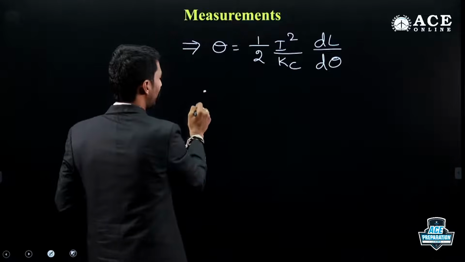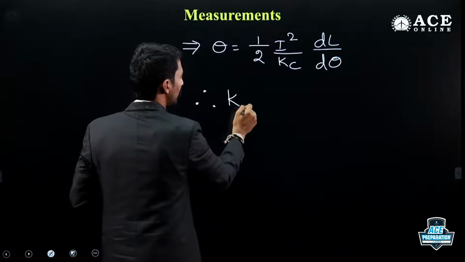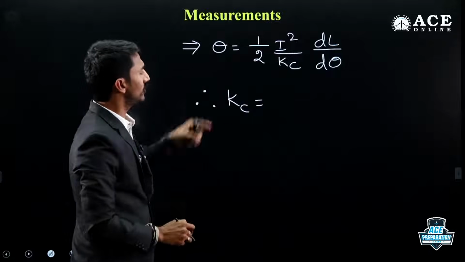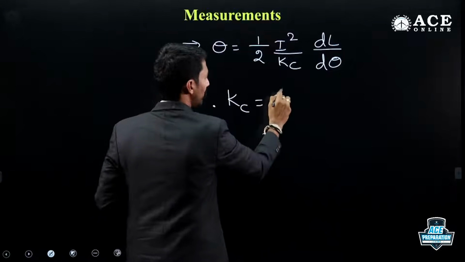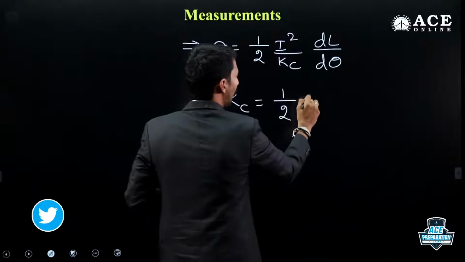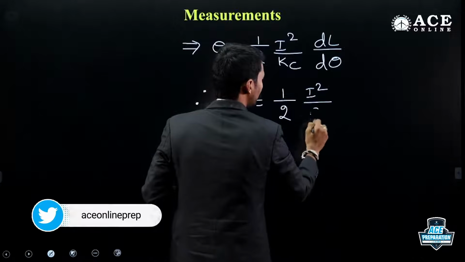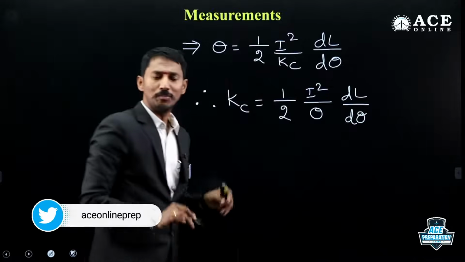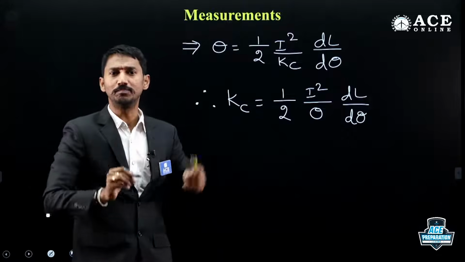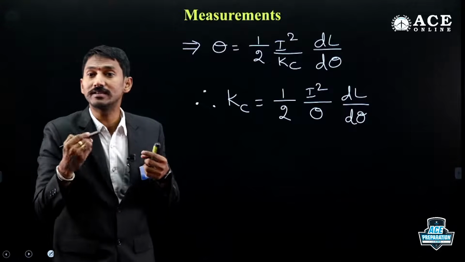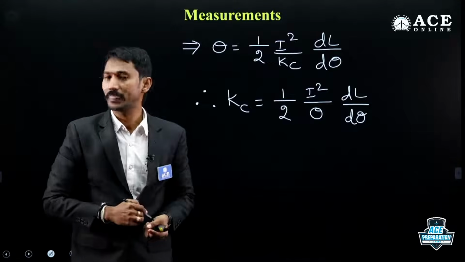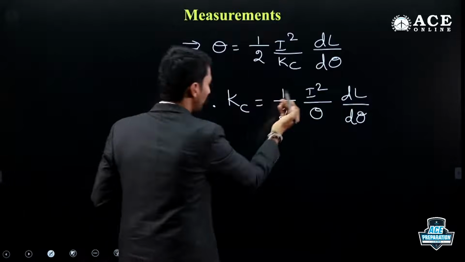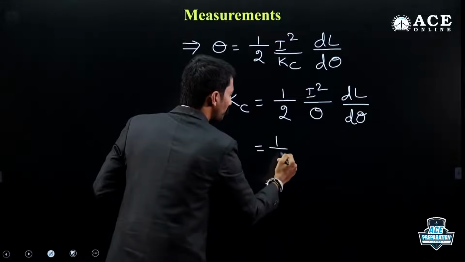Therefore, what can we write here? Kc is equal to, if the Kc is brought here, what is that? Half I squared by theta into dL by d theta. The procedure is simple, the concept is simple, but you need to concentrate on the calculation part. Clear? Now substitute the values.